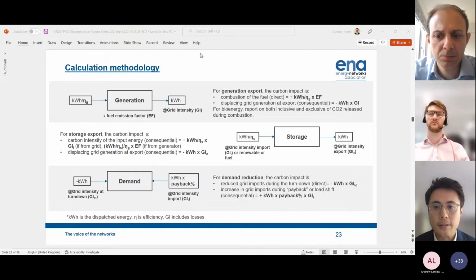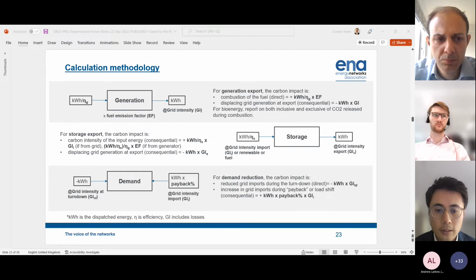So if it's exporting, it's assumed to displace grid generation. On the demand side, there's also two types. One is reduced grid imports. So if you're turning down, that's going to displace the imported electricity from the grid.